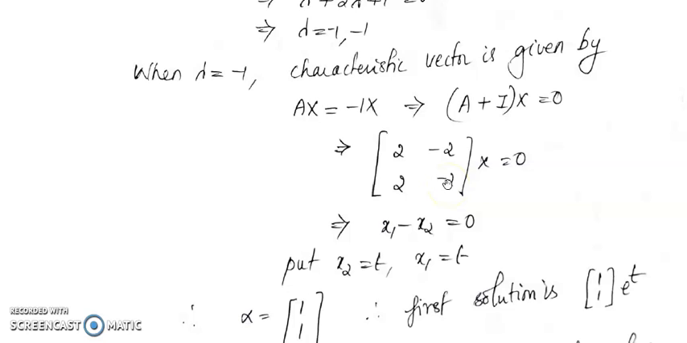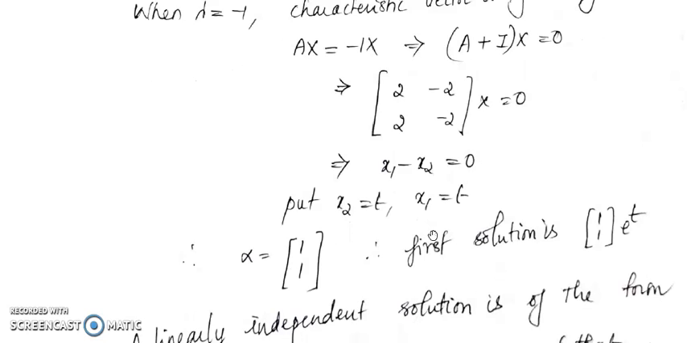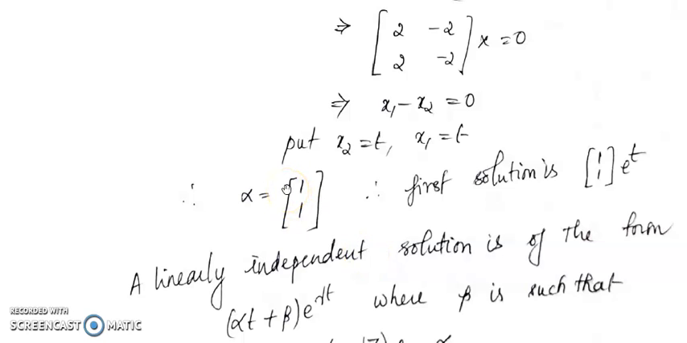So we can write the equation as x1 minus x2 equal to 0. Let me substitute x2 equal to t. That will give x1 equal to t. So the eigenvector is (t, t). It's a multiple of the vector (1, 1). So the corresponding eigenvector is alpha equal to (1, 1). That gives the first solution as alpha e raised to lambda t, so that will be (1, 1) e raised to minus t.